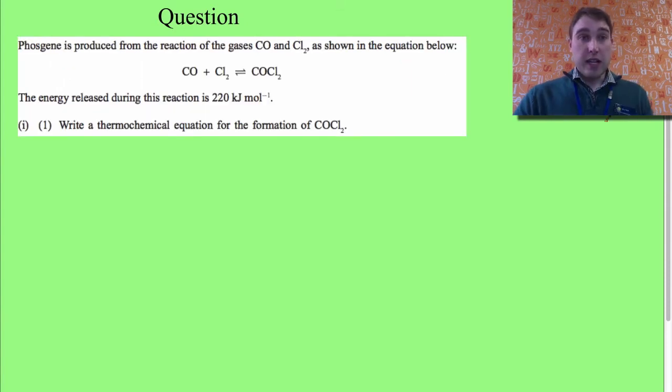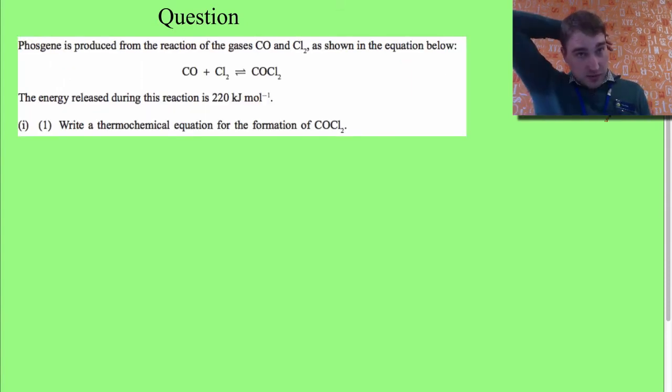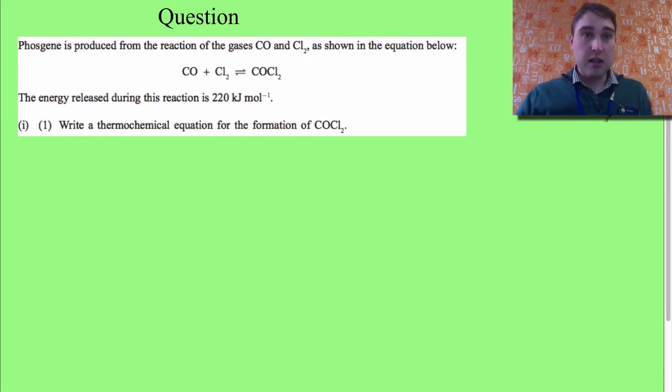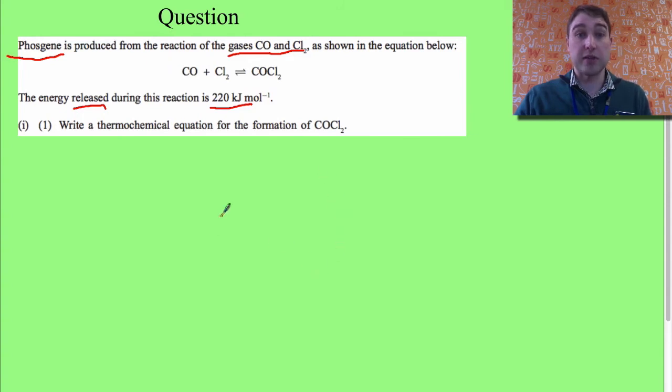Let's look at this question now. Phosgene is produced from that reaction there. The energy released is 220 kilojoules per mole. It says energy released, so that tells us it's going to be exothermic, so we're going to have a negative value. We're told how big it is. And phosgene is a gas as well. So we know enough information now to write a thermochemical equation.